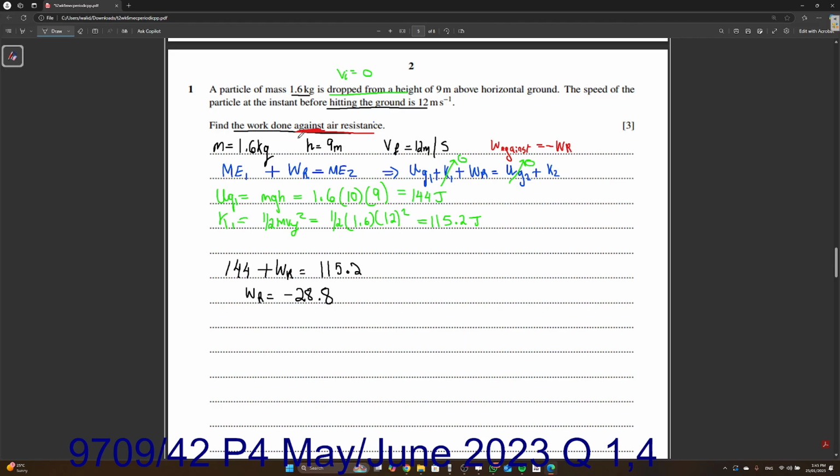But they're not saying the work done by the resistance, they're saying the work done against air resistance. Against air resistance basically means the opposite. As we said over here, the important part is that the work done against is just the negative of the work done by resistance. So the work done against will be equal to negative of negative 28.8, so you're going to get 28.8 joules. This is your final answer.